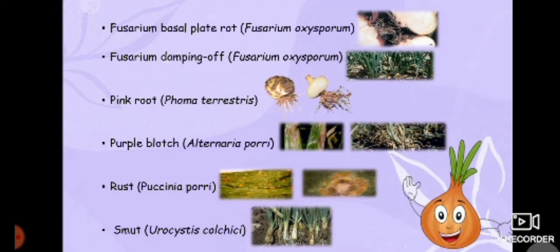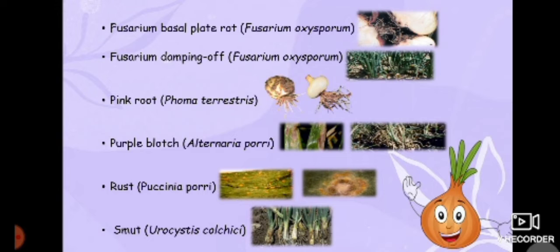Next is the Fusarium basal plate rot, also known as Fusarium oxysporum. The symptoms of these are curling yellow or necrotic leaves. Necrosis begins at the leaf tips and moves downward. Wilting plants, infected bulbs may be brown and watery with rot spreading from the stem plate to the basal leaves. Stem plates may have brown discoloration.